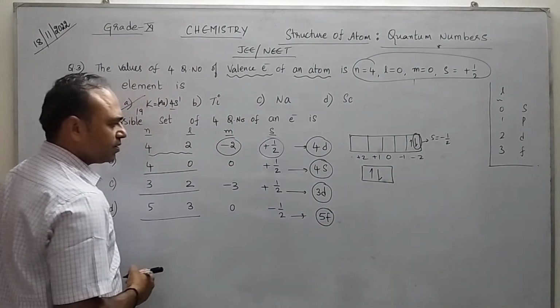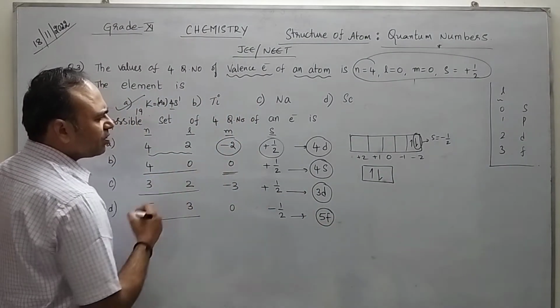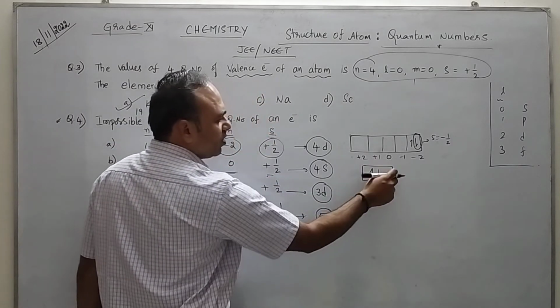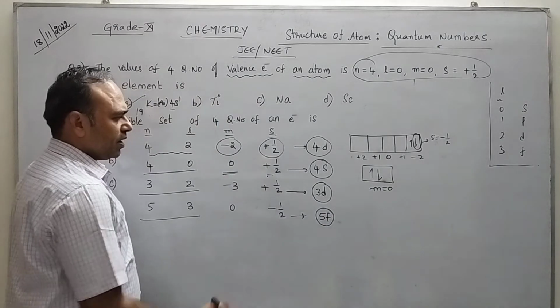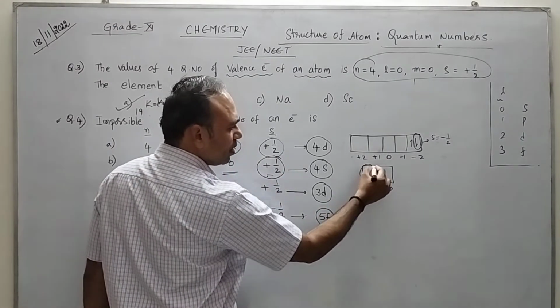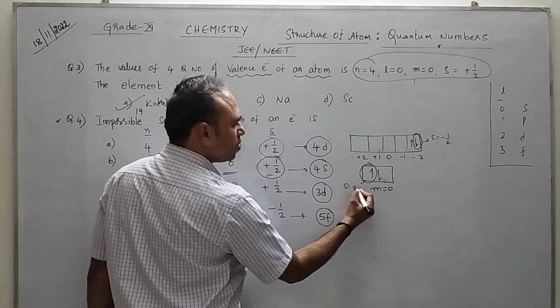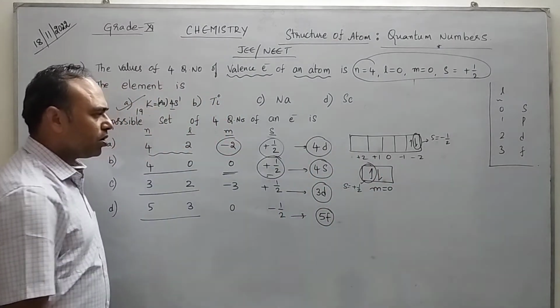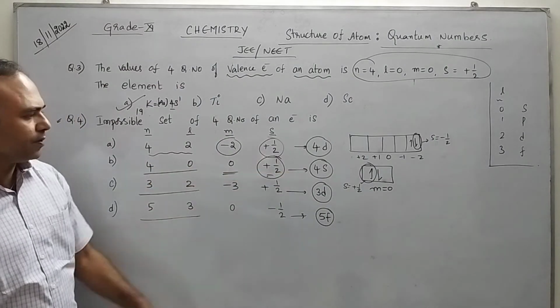Next, 4s. The box diagram for this is like this, and in 4s, 2 electrons are present. Now what are the values of m here? You know that the m value is equal to 0 because there is only one orbital, and the spin is clockwise, so this will be your clockwise. So s is equal to plus half.